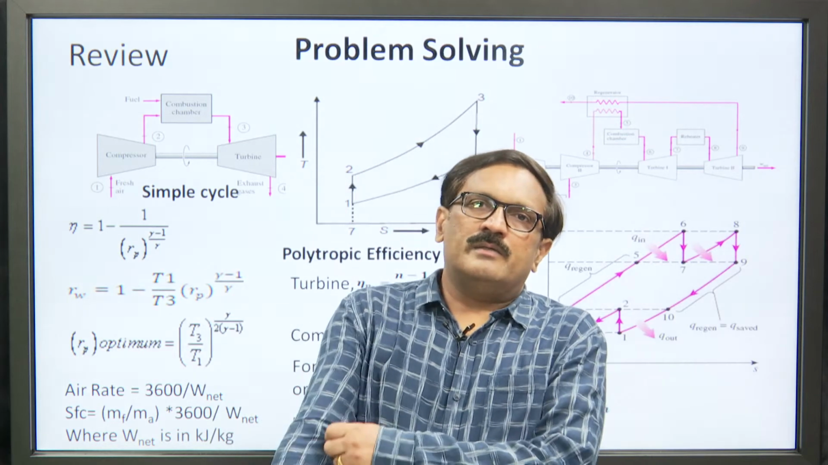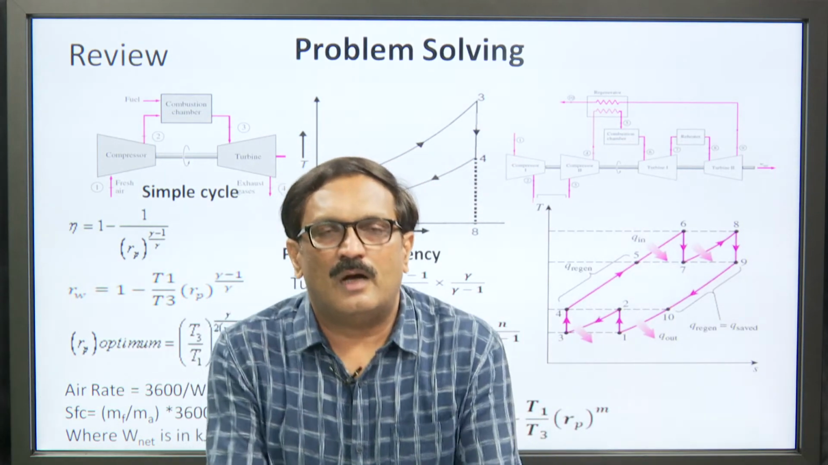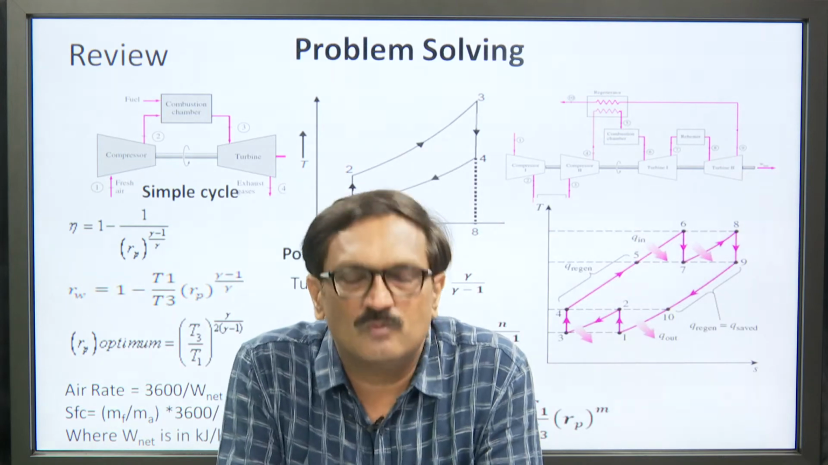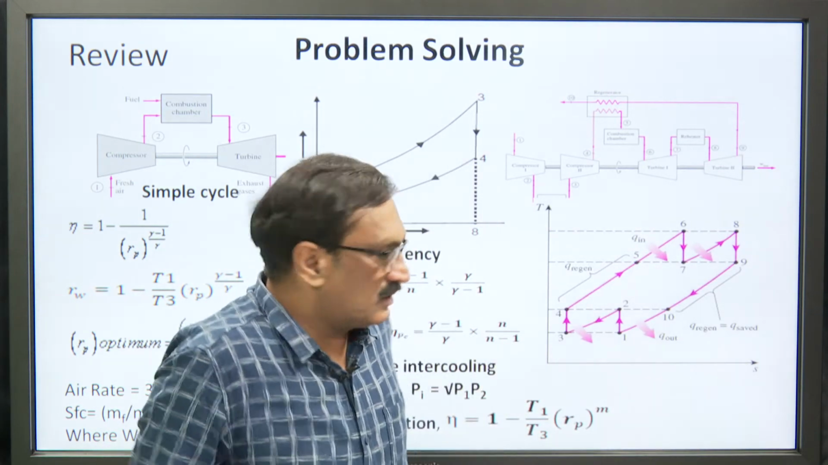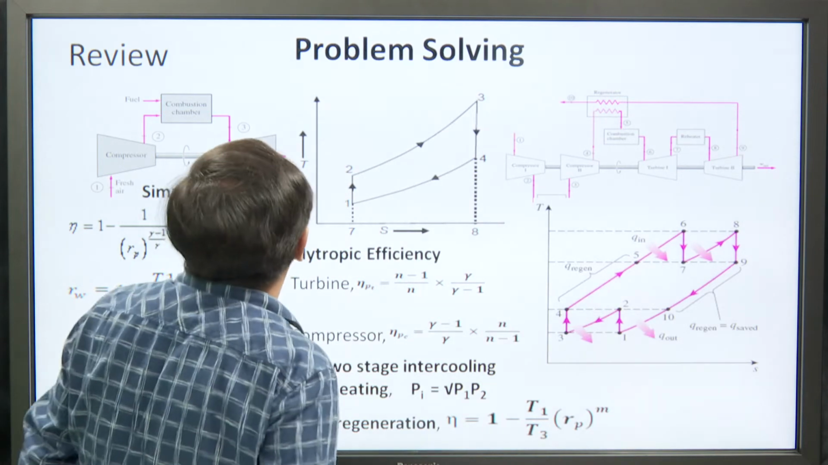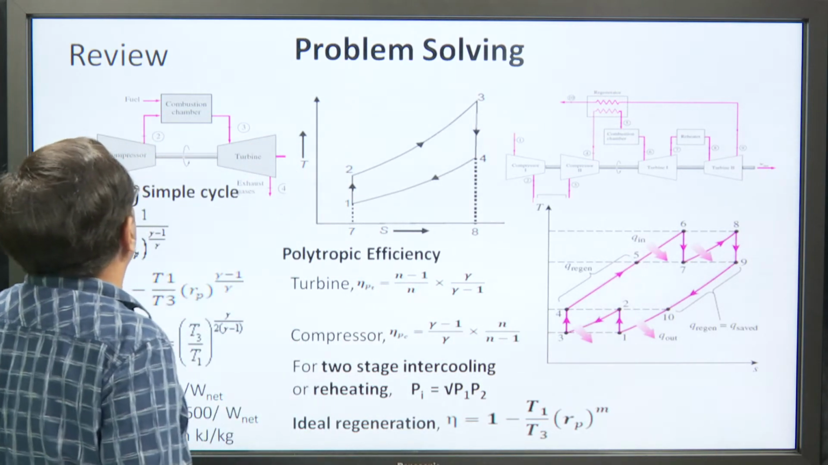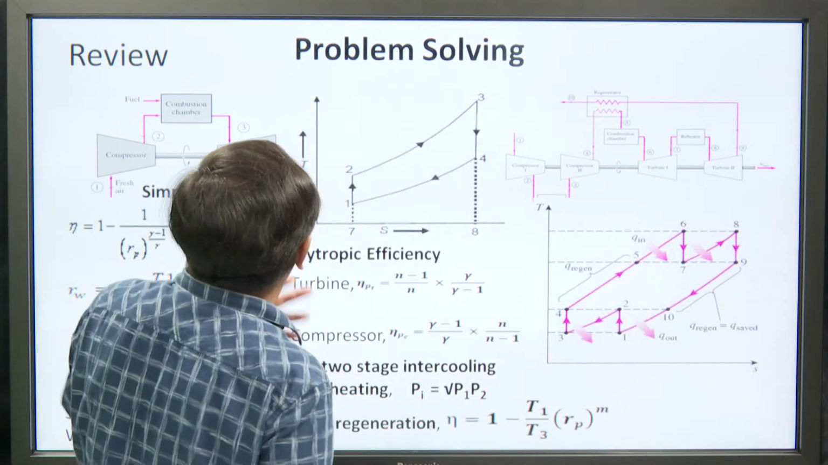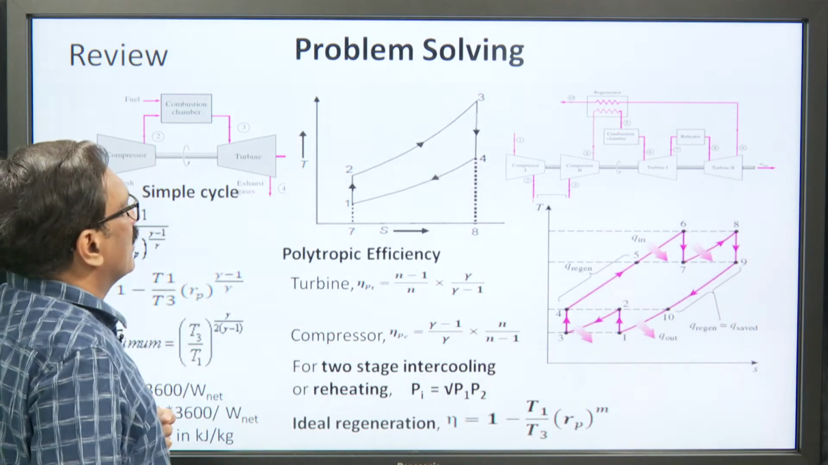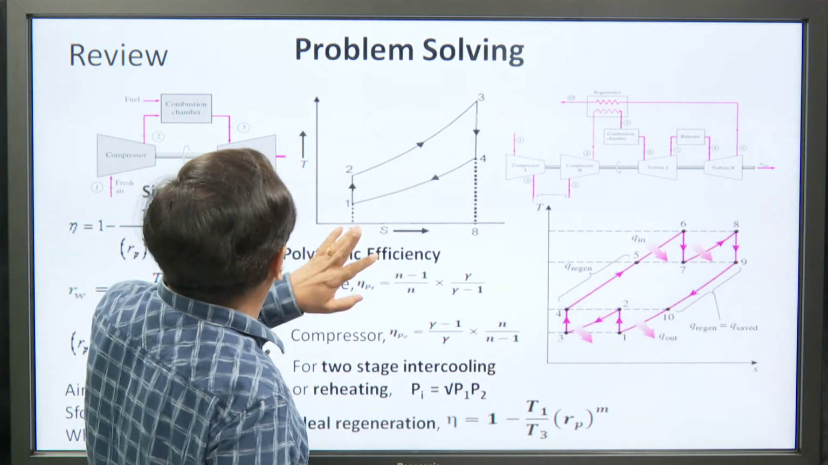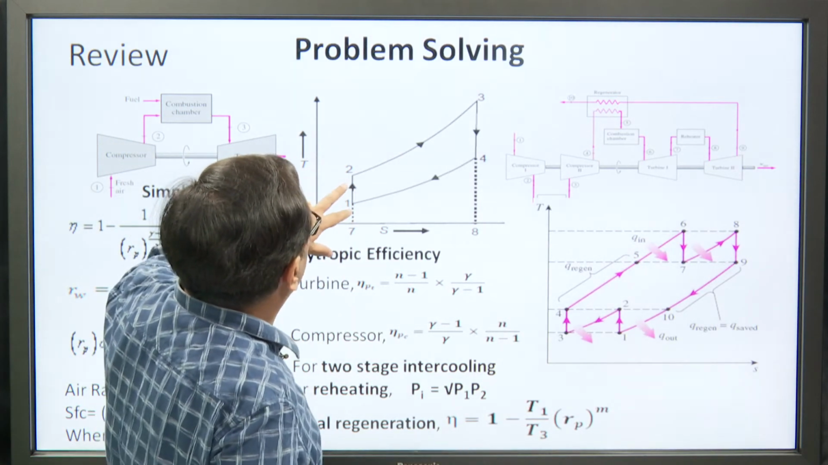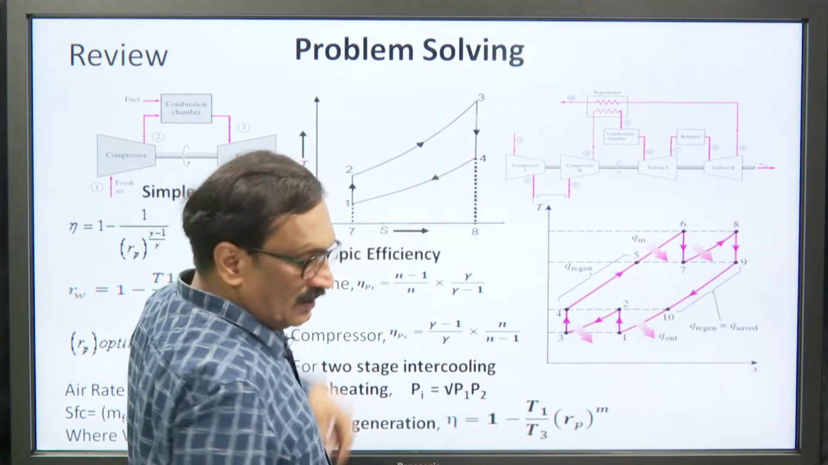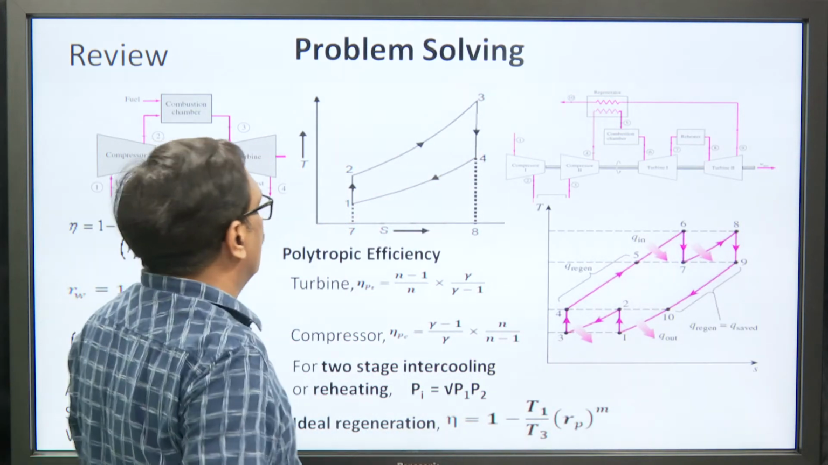Before attempting any problem, I just want to review some of the concepts which we have gone through in the earlier lectures. Here we can see the simple cycle, the Brayton cycle arrangement, what components are there, and how we can plot the temperature-entropy diagram for the simple cycle. The processes are isentropic compression, constant pressure heating, isentropic expansion, then constant pressure heat rejection.